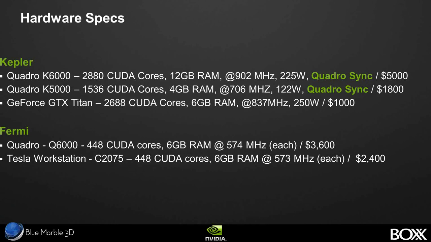We did buy 5 GeForce GTX Titans, $1,000 a piece. You can see the wattage is actually rated a little more. It's 25 watts more than what the K6000 will be. It does have 6 gigs of RAM, so it's double what our GTX 580s were. And it's got 2688 CUDA cores. Clock speed's 837. So again, you can see that, yes, there is a price difference, but there's also a memory difference.